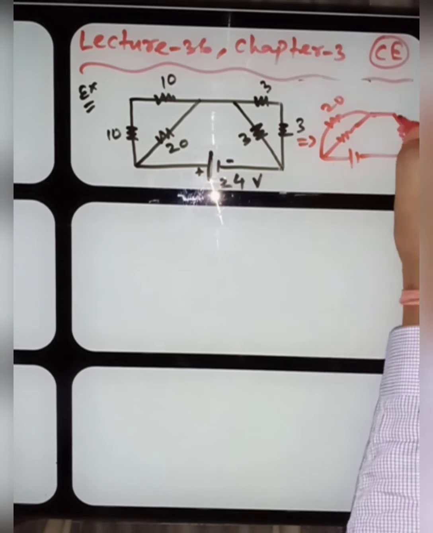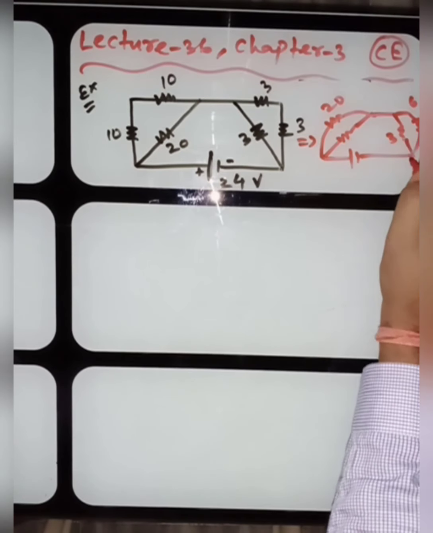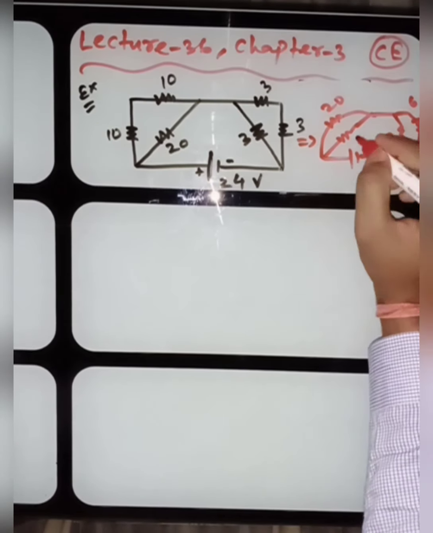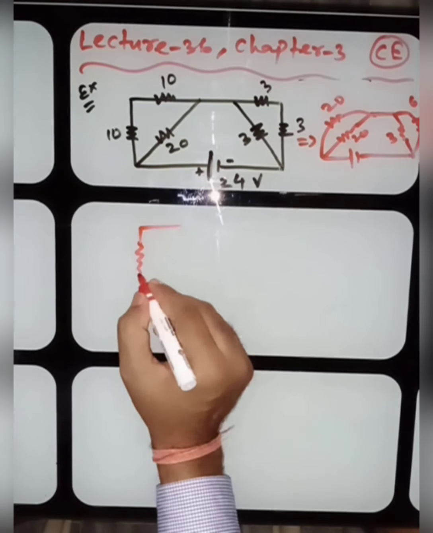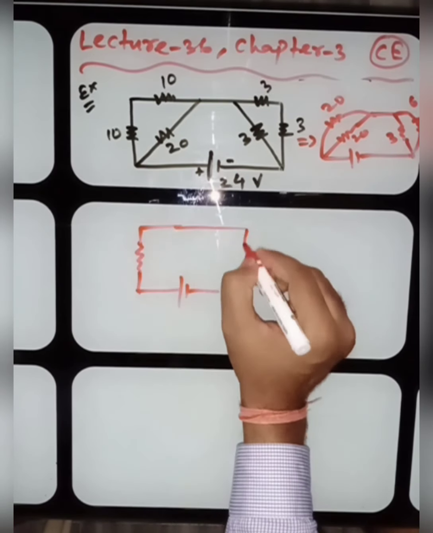So it is also here the 6, and it is 3. Okay, now if it is 20 and 20, then the circuit looks like this one. Here the 20 becomes 10, the battery, and the one resistor over here, the 6 and 3 become 2.